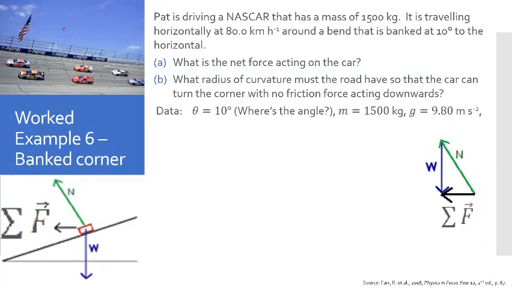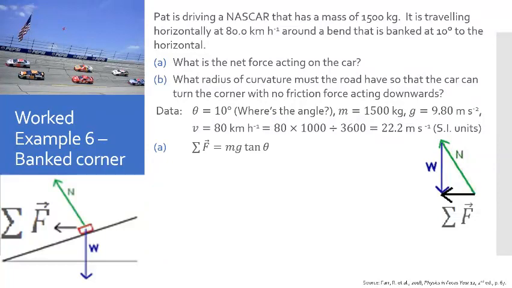Well, here's the first step. It's data. We know that theta equals 10 degrees. But where's the angle? We need to be careful identifying where the angle is in the vector diagram. We know the mass is 1,500 kilograms and the g is 9.8 meters per second squared. And we know that the velocity, the speed as it's going around the corner is 80 kilometers per hour. And we need to convert that to SI units by multiplying by 1,000, dividing by 60, dividing by 60 again, to get 22.2 meters per second.